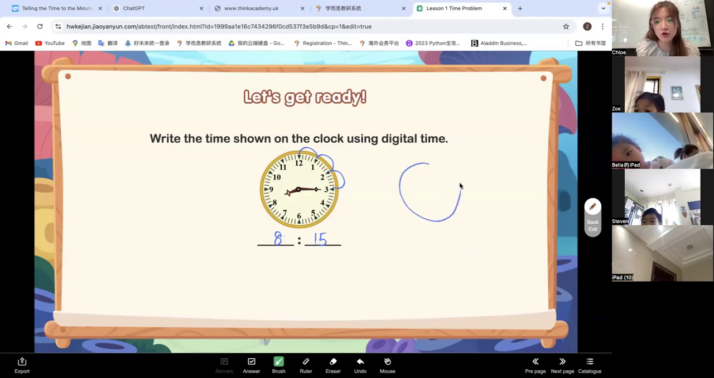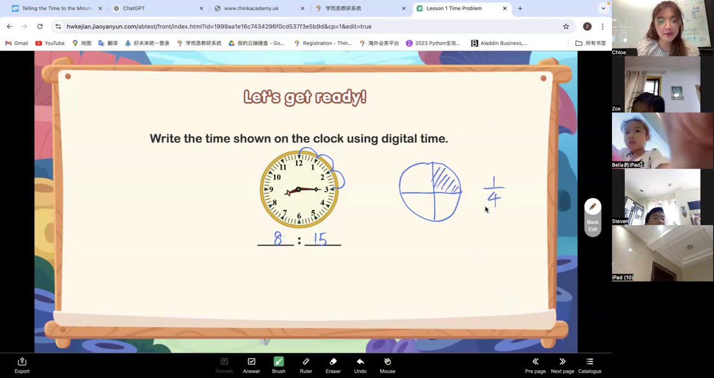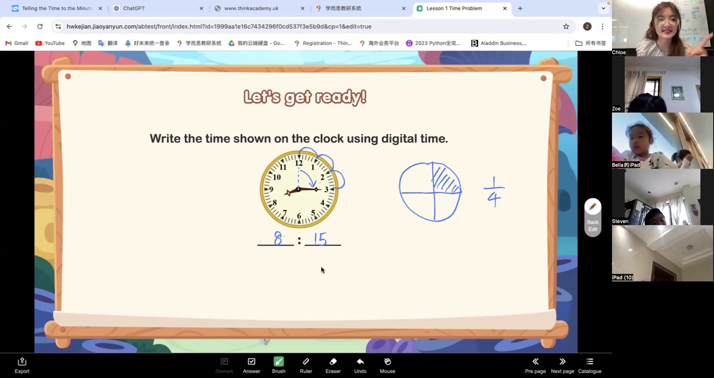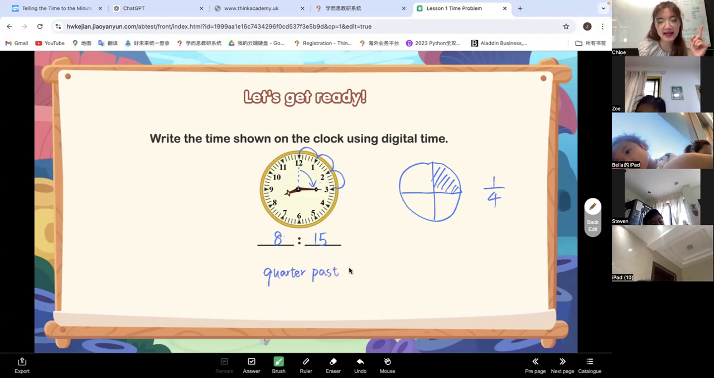In a clock, if we divide it into 4 equal parts, then 1 out of 4 is 1 quarter. So now we can see the minute hand has traveled a quarter on the clock. Then we can see it's 8:15. Okay, listen carefully. It's 8:15. Okay, make sense?